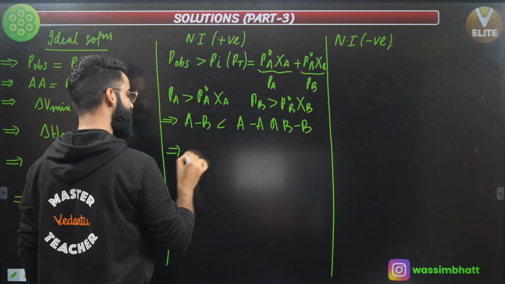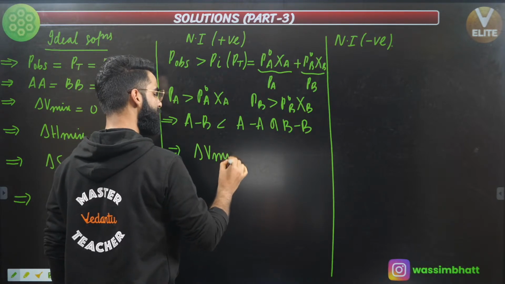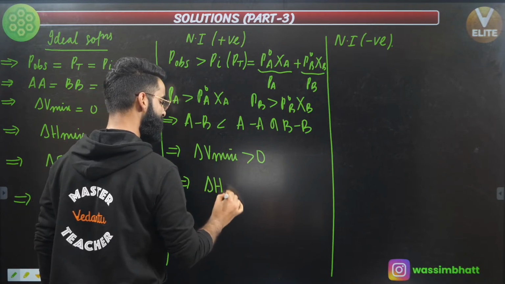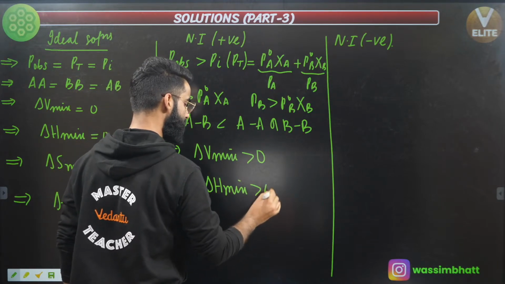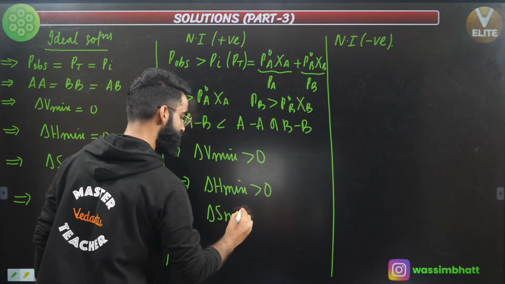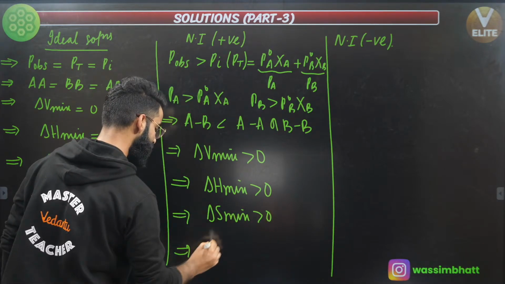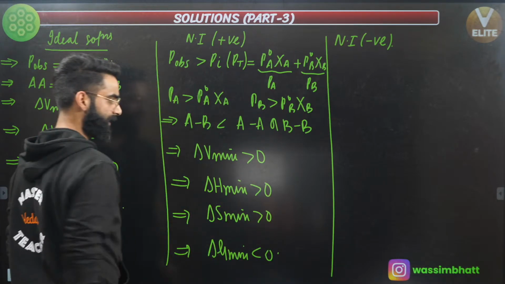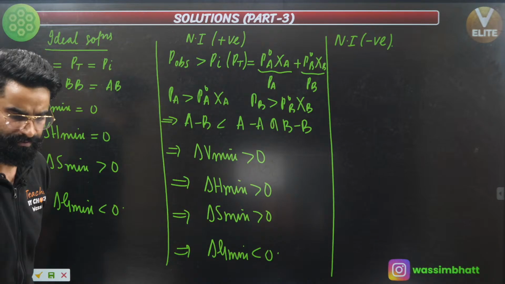Correct? Similarly, delta V mixing we have observed is greater than 0. We have observed delta H mixing is again greater than 0, right? We have observed delta S mixing is greater than 0, and we have observed delta G mixing is less than 0, correct? All these parameters we have discussed, yeah?